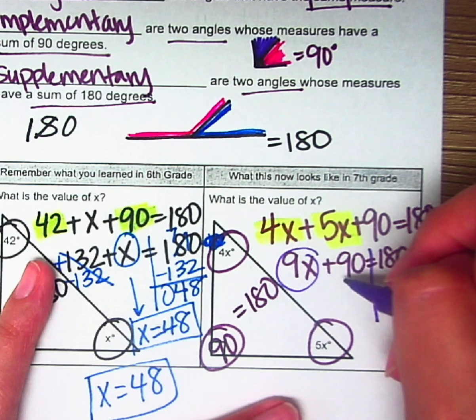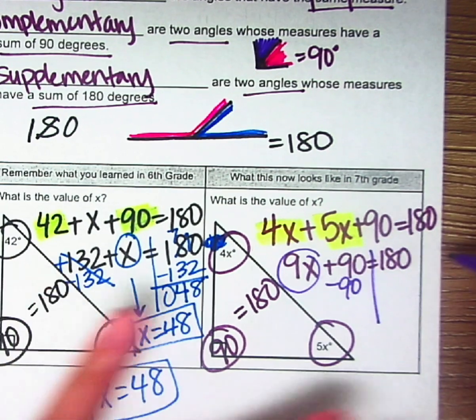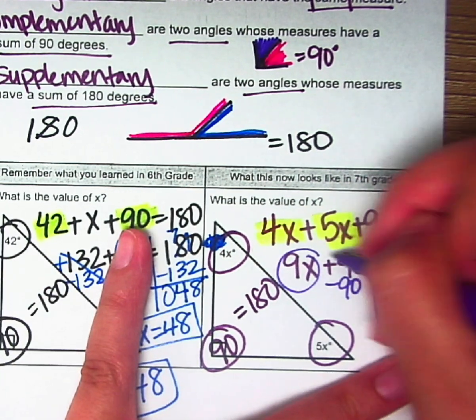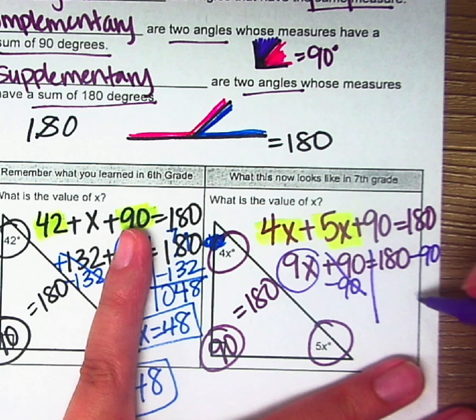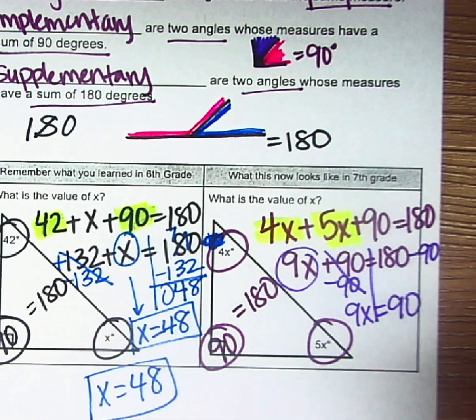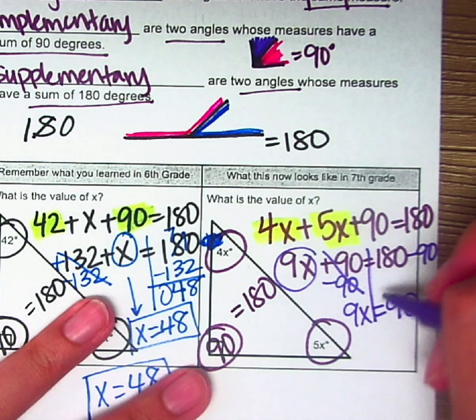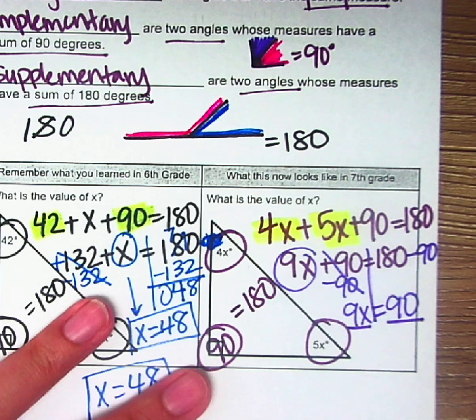We have plus 90, so we're going to do the opposite, which is minus 90. We've got to do it to both sides. Cancel. 180 minus 90 is 90. Bring down that 9x equals 90. I'm already multiplying here, so I'm going to do the opposite. So I'm going to divide by both sides.